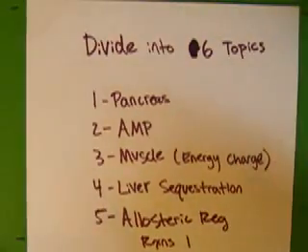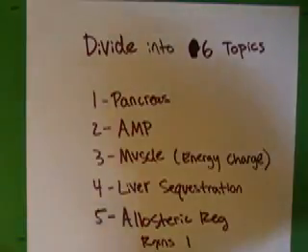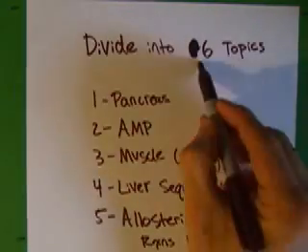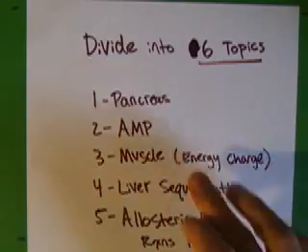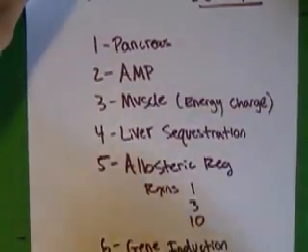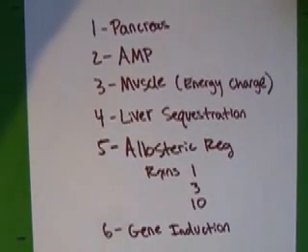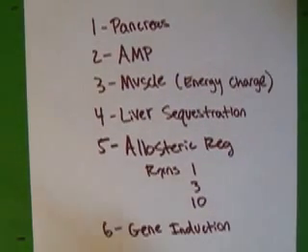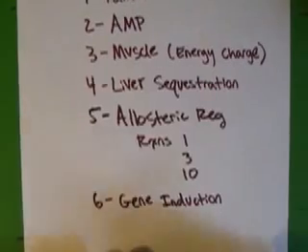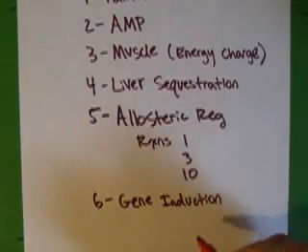So there's a lot in this regulation section, which is pretty much half of the PowerPoint. I found it's easiest to divide it into 6 topics. We're going to talk about what happens in the pancreas, how AMP plays a role, what happens in the muscles, liver sequestration, allosteric regulation, particularly reactions 1, 3, and 10, the 3 regulatory steps.